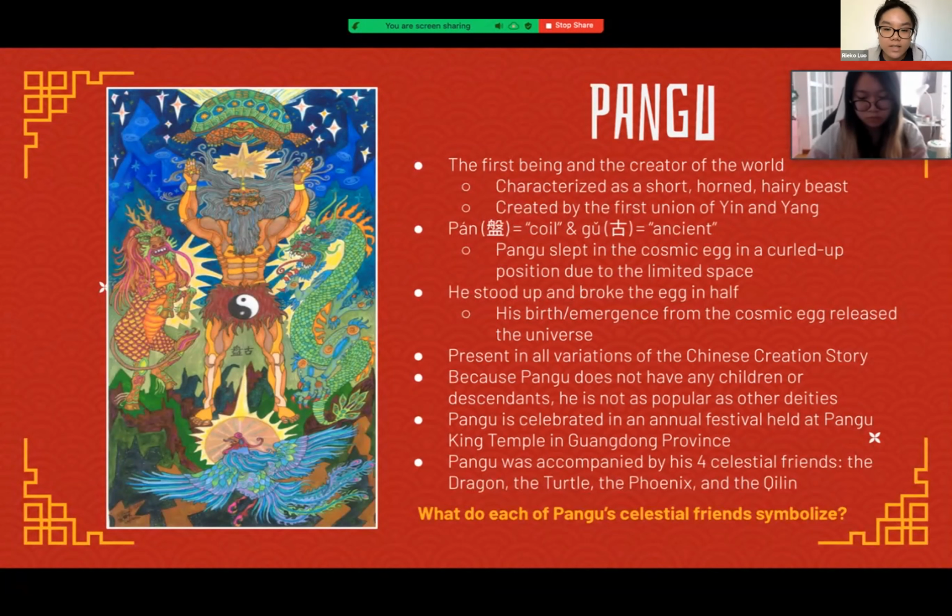Now, relevant to Chinese culture and celestial symbolism in general, what do you think each of Pangu's celestial friends symbolize? You can just call it out because I can't see the raised hands.